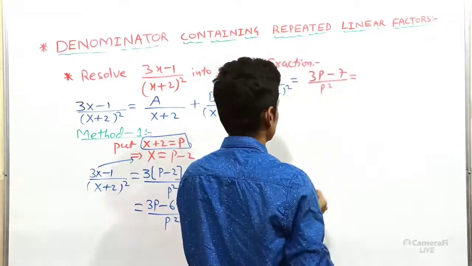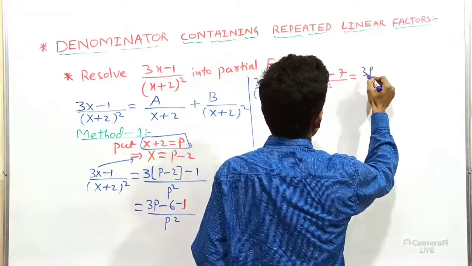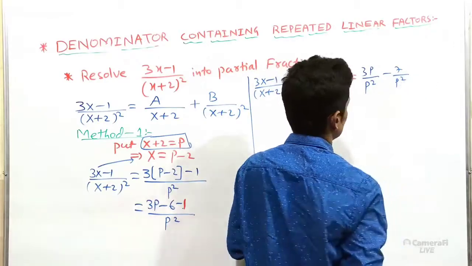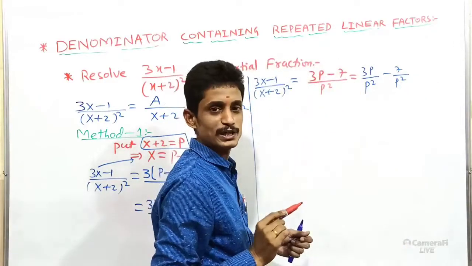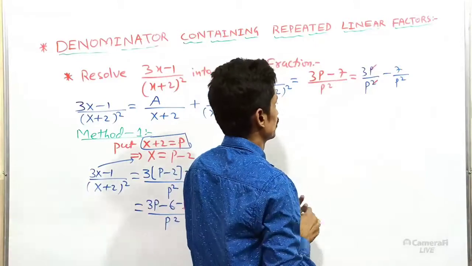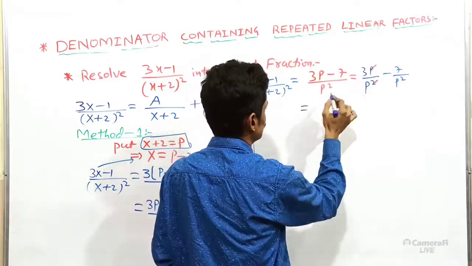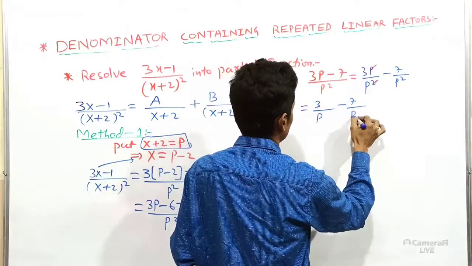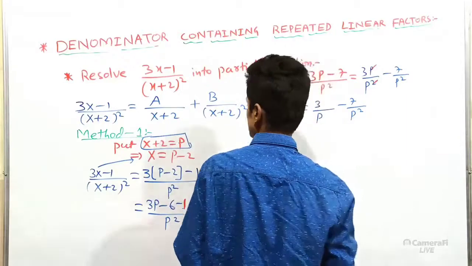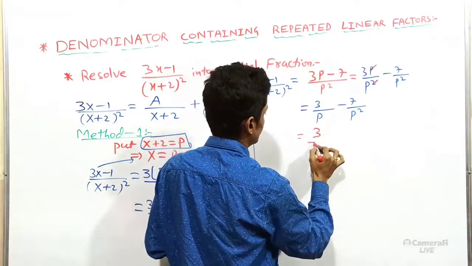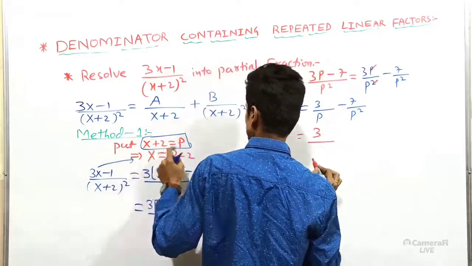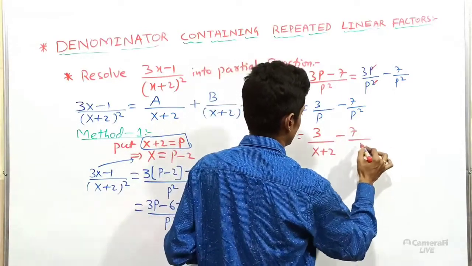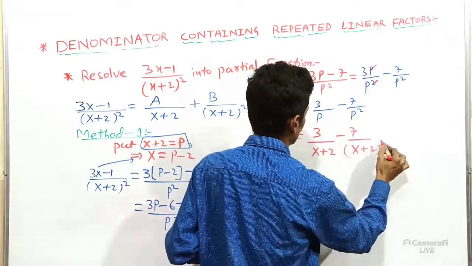Now I will separate 3p divided by p square minus 7 divided by p square. So p divided by p square, make it cancel. What remains is 3 divided by p minus 7 divided by p square. Hence my result is 3 divided by, what is the p value? The p value is x plus 2. I will write 3 divided by (x plus 2) minus 7 divided by (x plus 2) whole square.